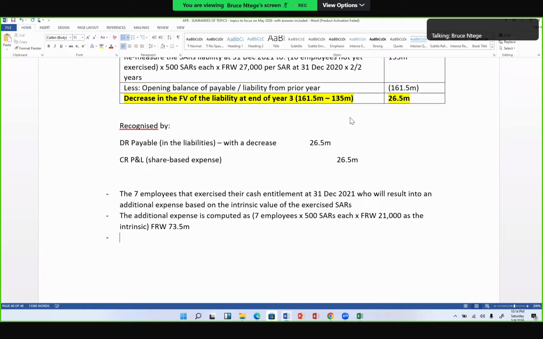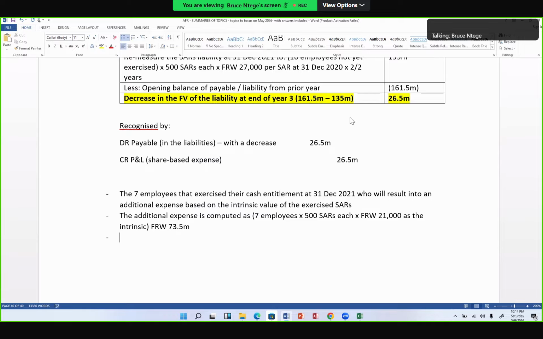And we are saying that this is going to be recognized as follows. So the double entry: this is recognized by debiting it. It's an additional expense, so I'll debit it in the P&L. And that's part of the share-based expense in that year, maybe the operating expenses or administration expenses, as 73.5 million. While the credit is part of the cash.